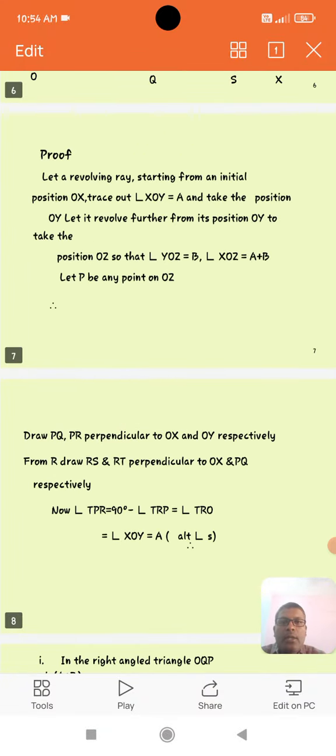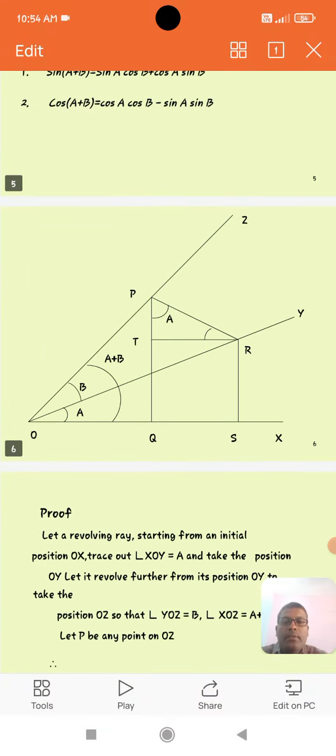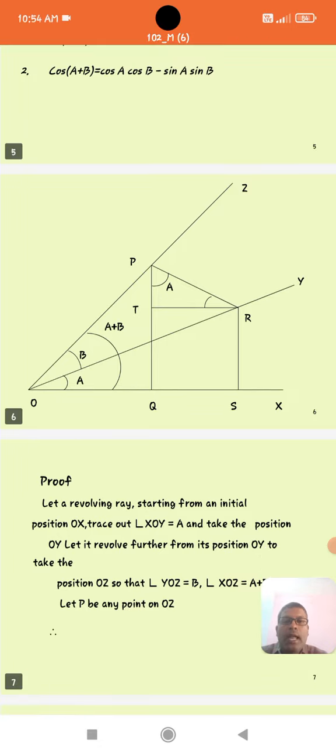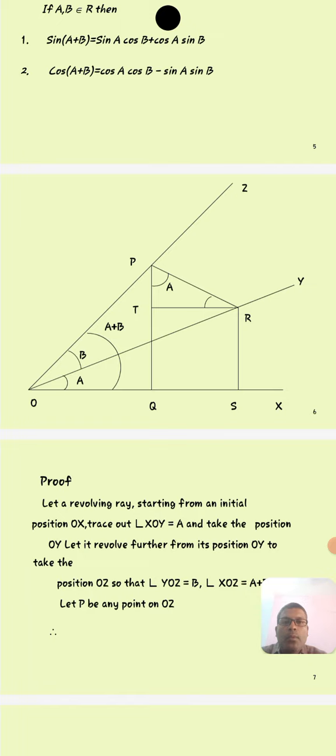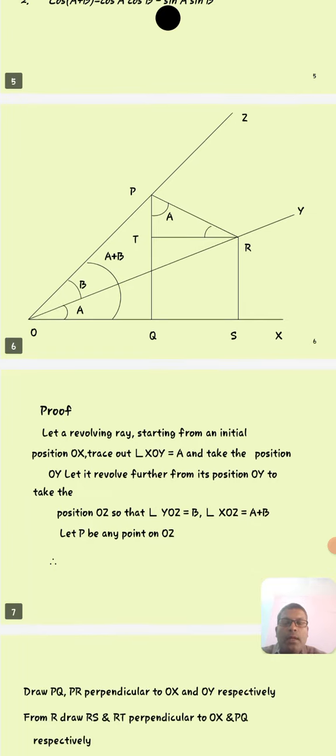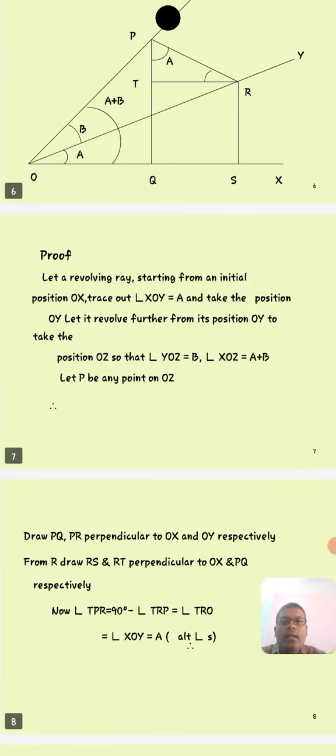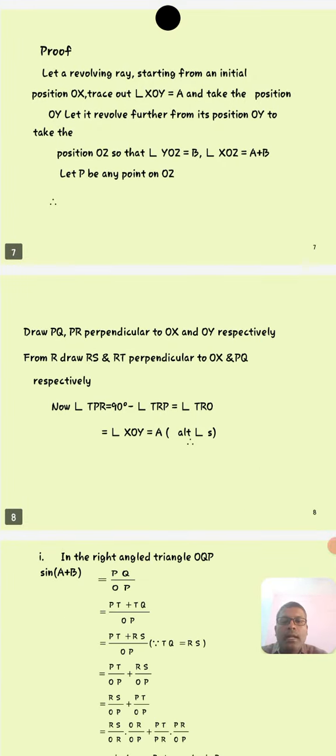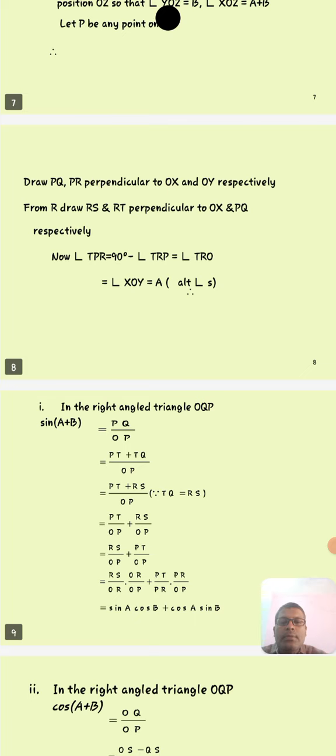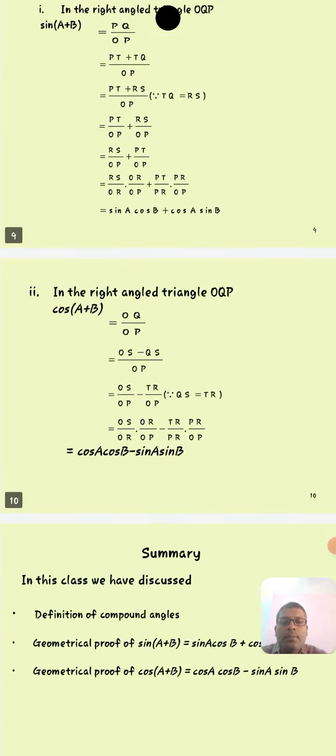So once again, you observe this figure. The figure is very important. You observe angle XOY, angle XOZ, and angle YOZ. Just observe this figure, and then after that you have to write the formula of sine of A plus B and cos of A plus B proofs.